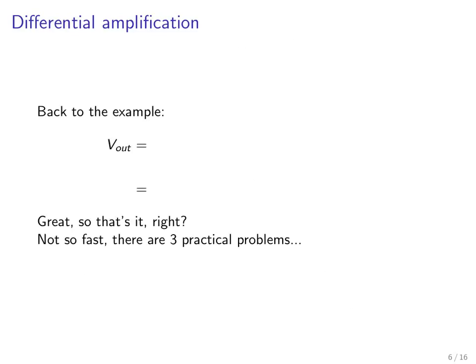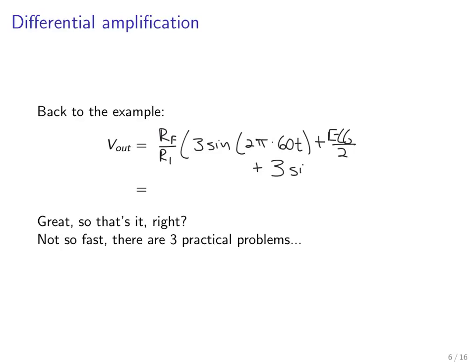Okay, so going back to our example, if the ratios match, then we have that V out is equal to Rf over R1 times the 3 volt noise source, and let's say that that is mathematically equal to 3 times sine of 2 pi times 60, just arbitrarily making a mathematical form here, plus the ECG signal over 2, plus 3 times sine, minus. If we plug these in, then we have the difference between the two signals.